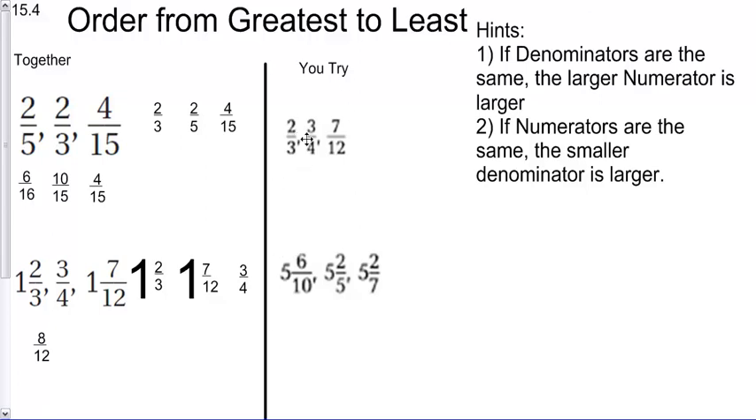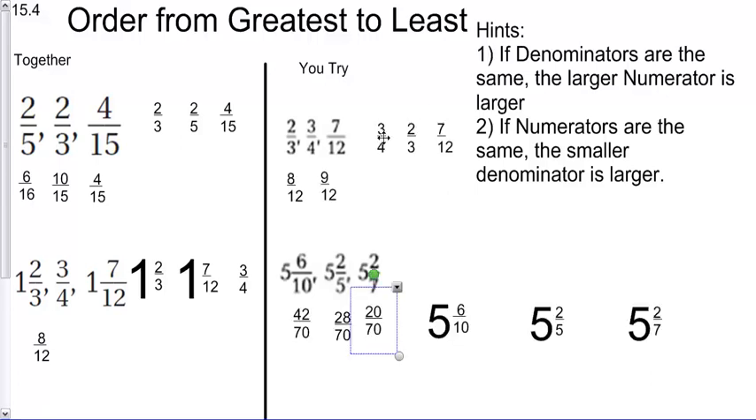Greatest to least. Okay. Now, here's the you tries. So give these a try, putting them in order from greatest to least. Look at the hints. If the denominators are the same, the larger numerator is larger. And if the numerators are the same, the smaller denominator is larger. So try to use that hint when helping yourself out there.